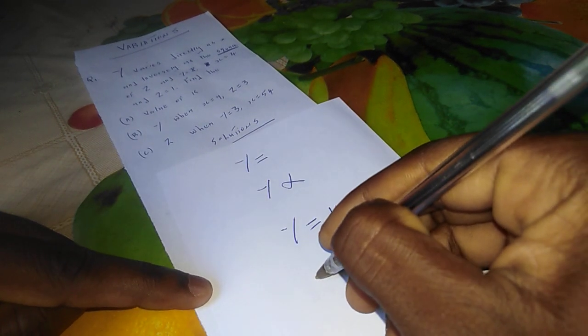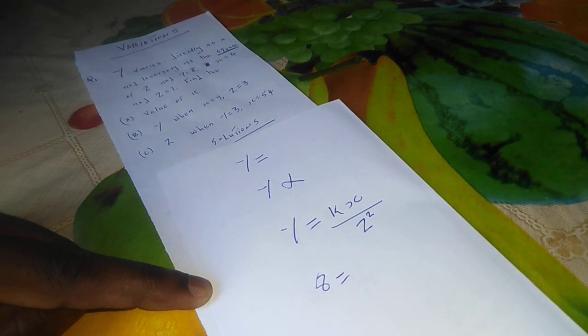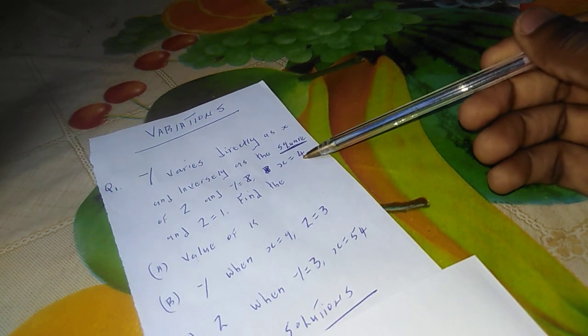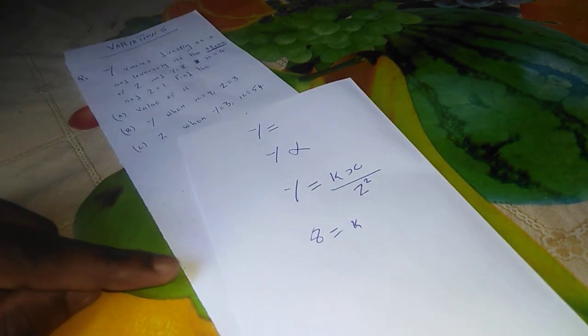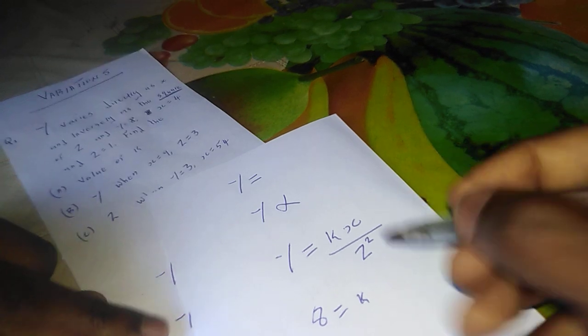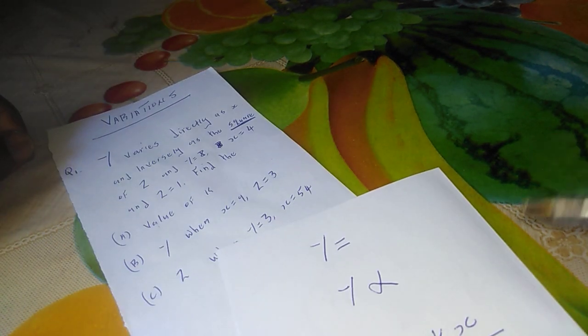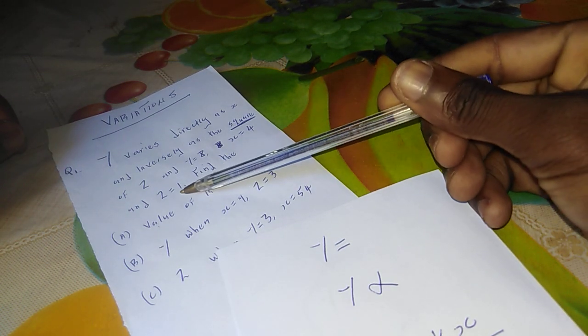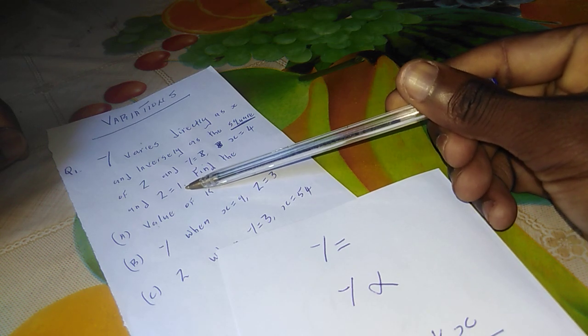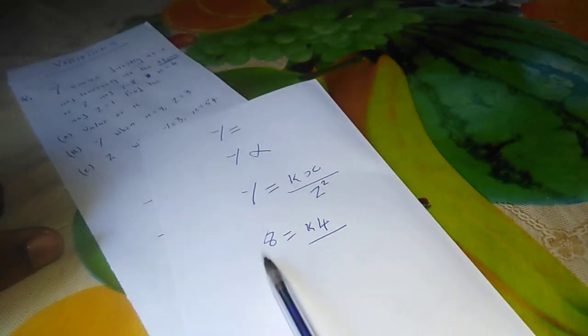Y is equal to 8 is equal to k. We are finding the value of k. What's my x here? It's 4. So my x is 4, k, 4, like this. Now what's my z? It's this one here, which is 1. So my z is 1.